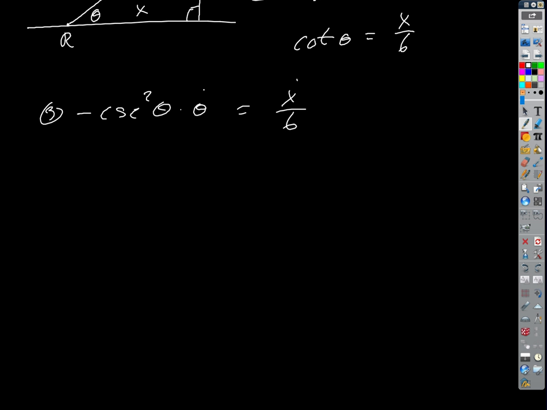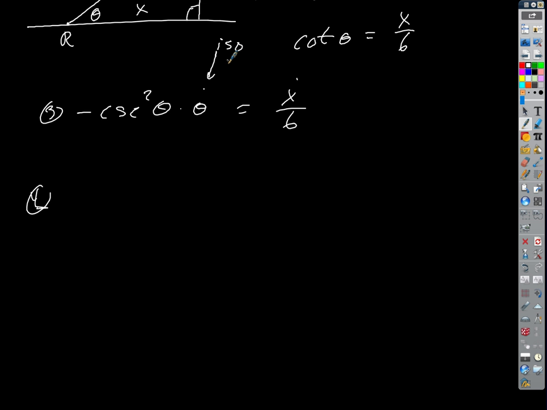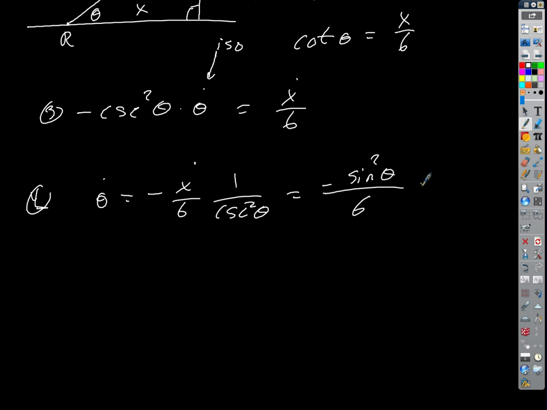So then step 4, we're just going to isolate that. So that means it's going to become negative, and I'm going to divide by cosecant squared, right? What's the reciprocal of cosecant? Sine, right? So I could just write that as negative sine squared theta over 6 times x dot. Either order, doesn't matter, right? Okay, and so now I just have to plug and chug.